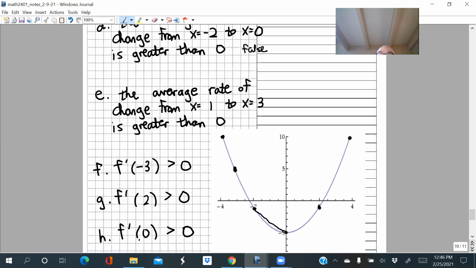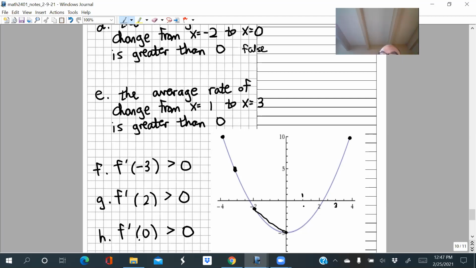What about average rate of change from 1 to 3? From 1 to 3. Where's 1 on here? I can't see very well. So average rate of change, let's erase this. Oh, that's 2, okay? So average rate of change from 1 to 3. Here's 1, and here's 3. So remember, average rate of change corresponds to slope of what kind of line? We just said it. The secant line.